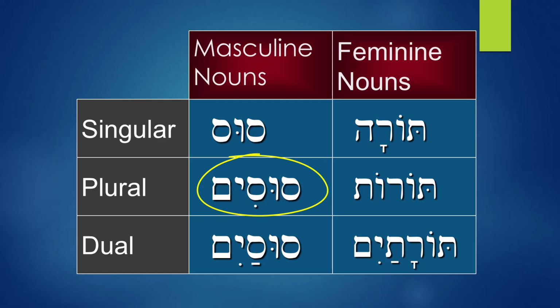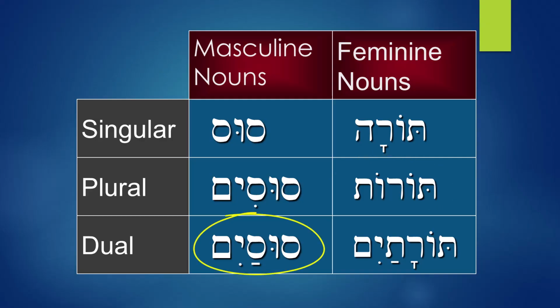Susim is plural. The gender is masculine and the number is plural. Torot, the gender is feminine and the number is plural. Why? Because the ending ot is the ending for the feminine. So instead of saying law, you're going to say laws. That ot is a plural ending.